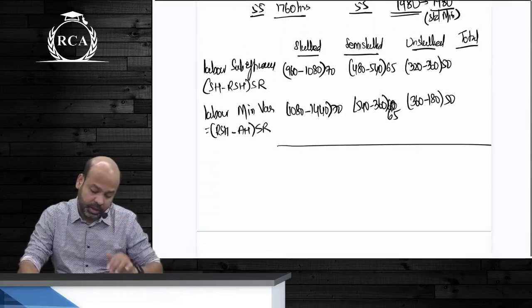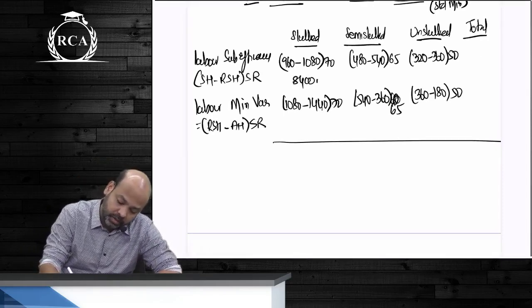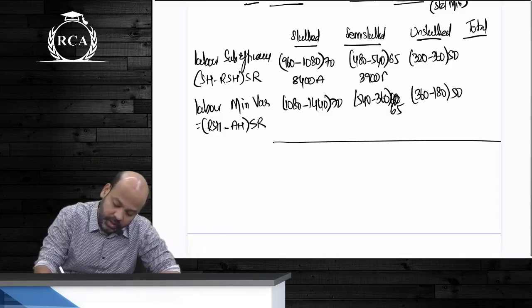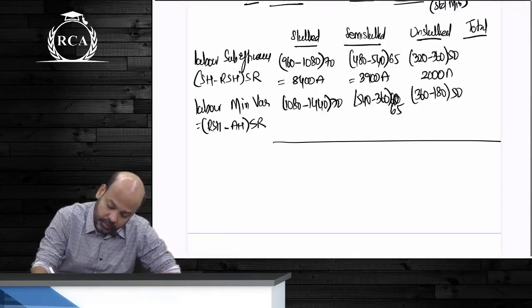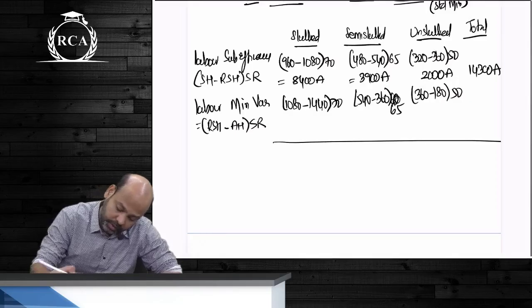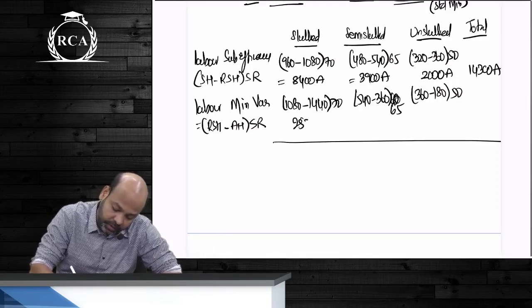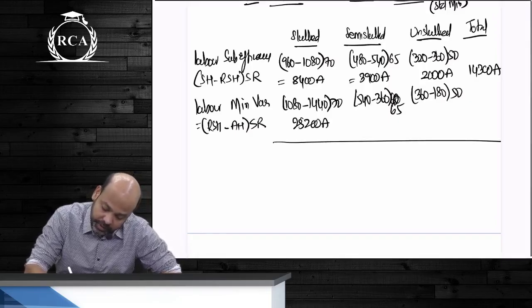Alright, beta. 960 minus 180, guys, 120 multiplied by 70, 8,400 adverse. 480 minus 60, 60, guys, 3,900 adverse. And 320, 40, beta, 2,000 adverse. So this will be 10,400, 14,300 adverse. Next beta is 360 into 70, 25,200 adverse. 540, 180, guys, 65, 11,000.